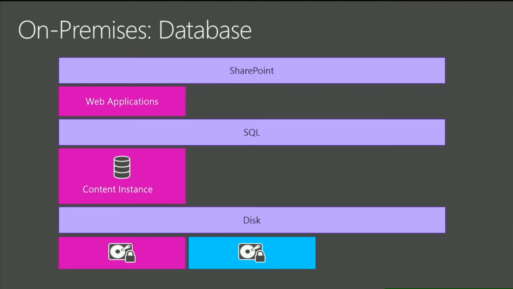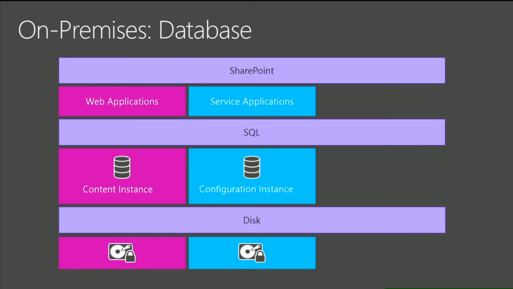So what I then do is provide more BitLocker drives, and then I create a configuration instance. The configuration instance has the config database and anything else that you want to add into that configuration infrastructure. And then we map that to the service applications. So the service applications are isolated now to an instance on their own. So think of the logic. We're now segmenting everything out.